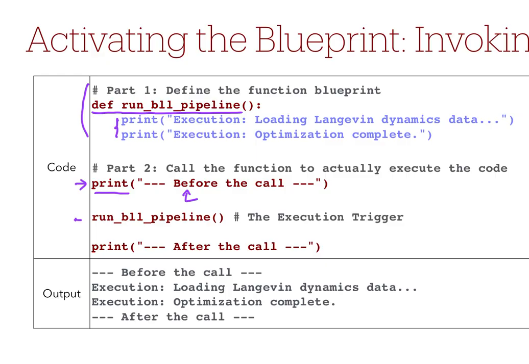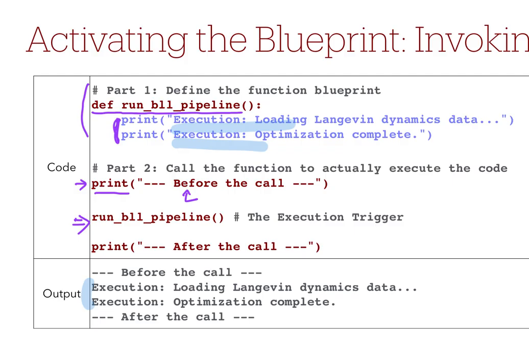And then we call the function. So I just type the name of the function followed by the parenthesis. That will execute these two lines in the definition of a function. So at that point, these two lines will be generated. So those are the output from this function, run BLL pipeline.